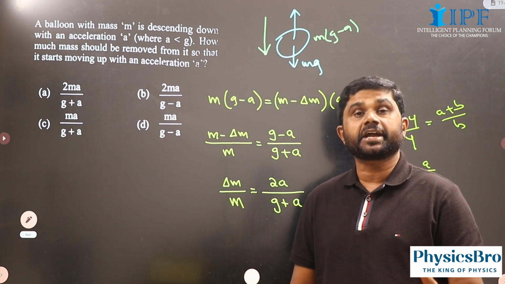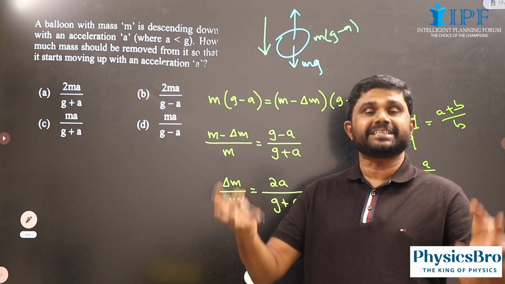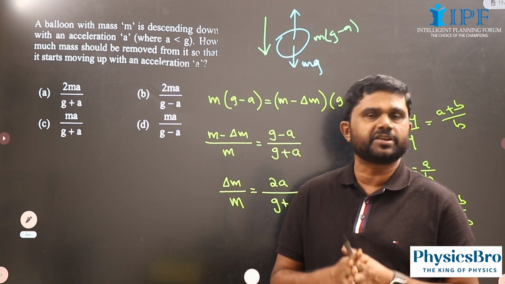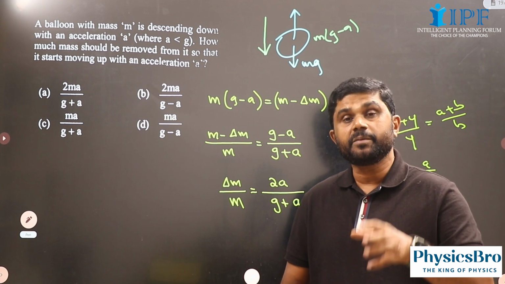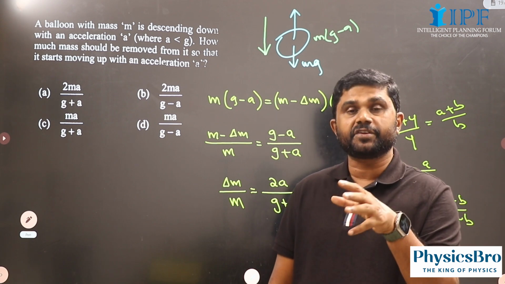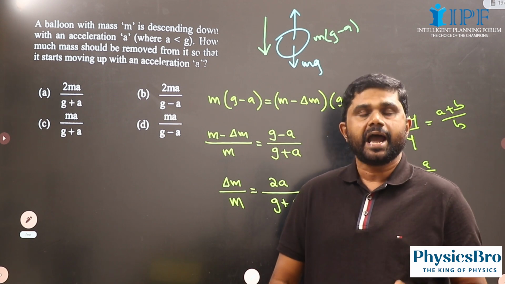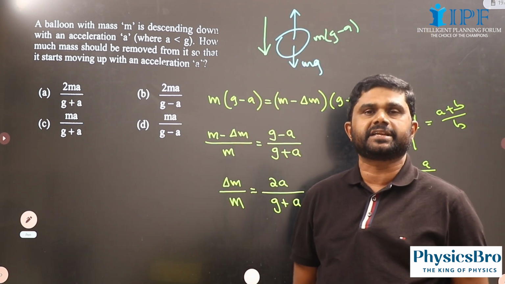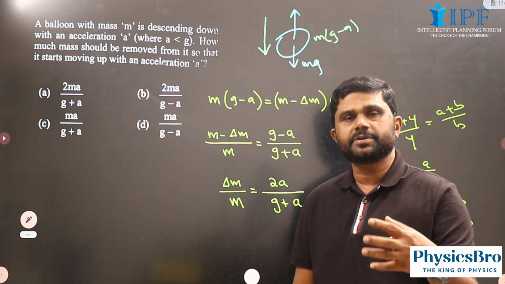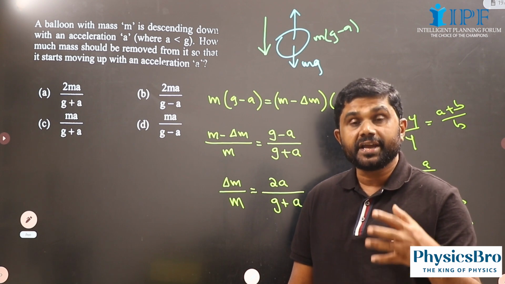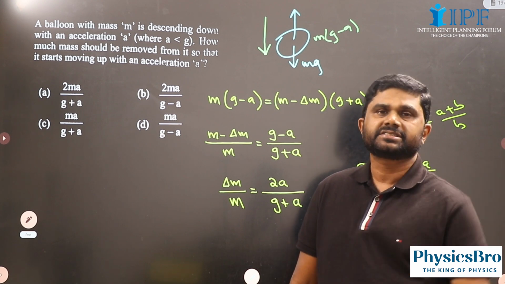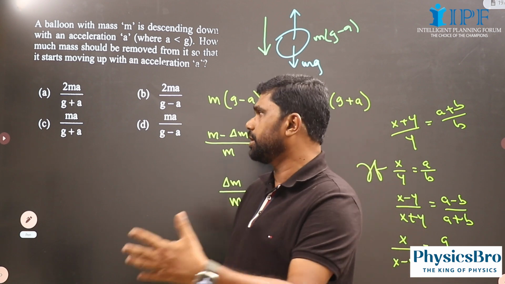Similarly, suppose a hot air balloon ascends. The upthrust, that is, the force acting on the balloon in the upward direction, will be m into g plus a if it moves up with acceleration a, and it will be m into g minus a when it goes down with constant acceleration a. So this can be applied whenever a body is moving in the vertical direction, with some acceleration upward or downward.